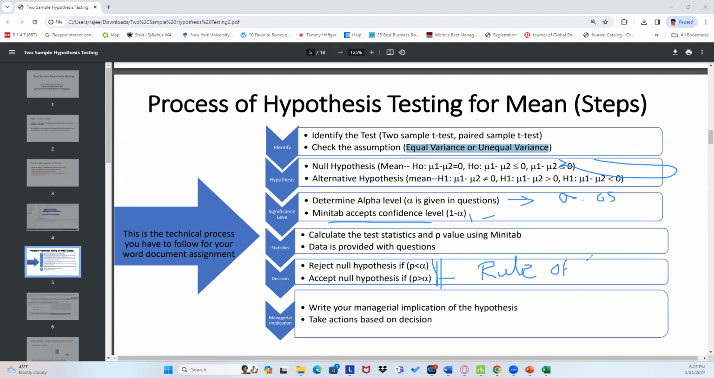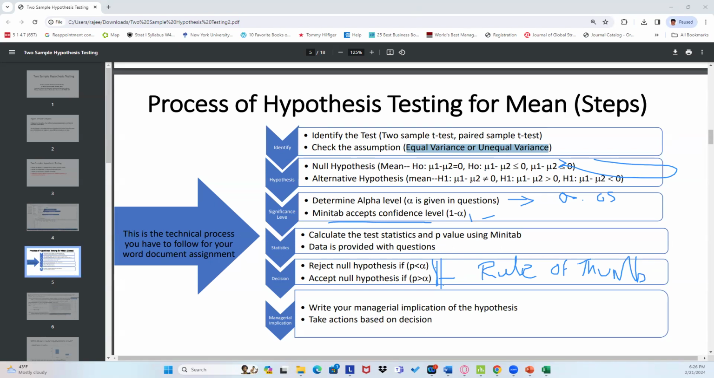So always keep in mind, you must understand what the null and alternative hypotheses are. It can also be decided based on the T or Z value, and write your managerial implication of the hypothesis and take actions based on the decision. So this is the process or steps in order to do hypothesis testing.